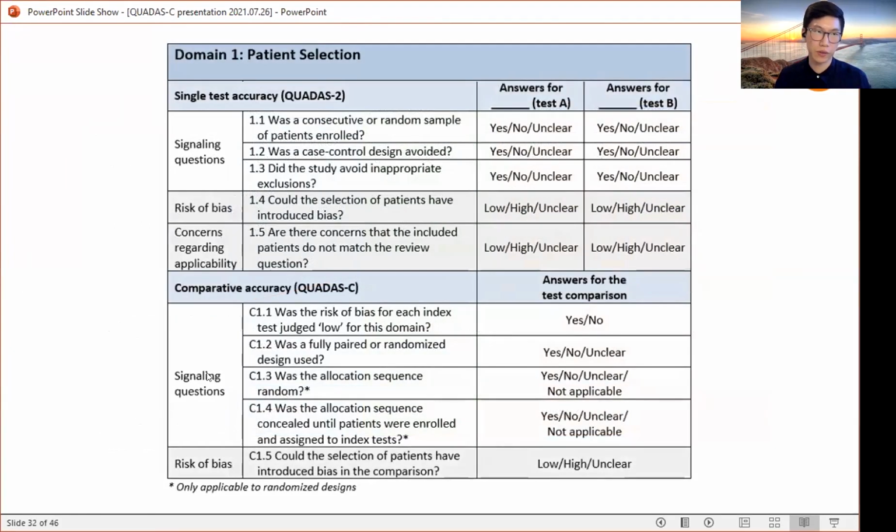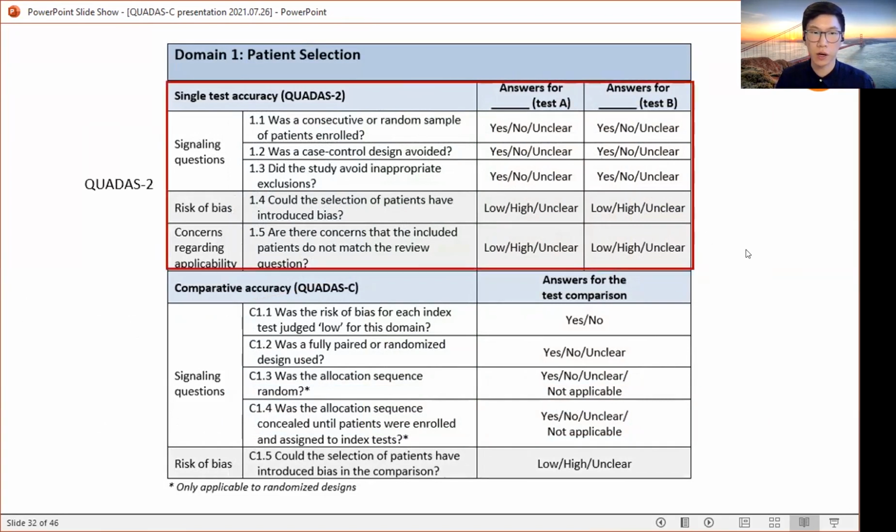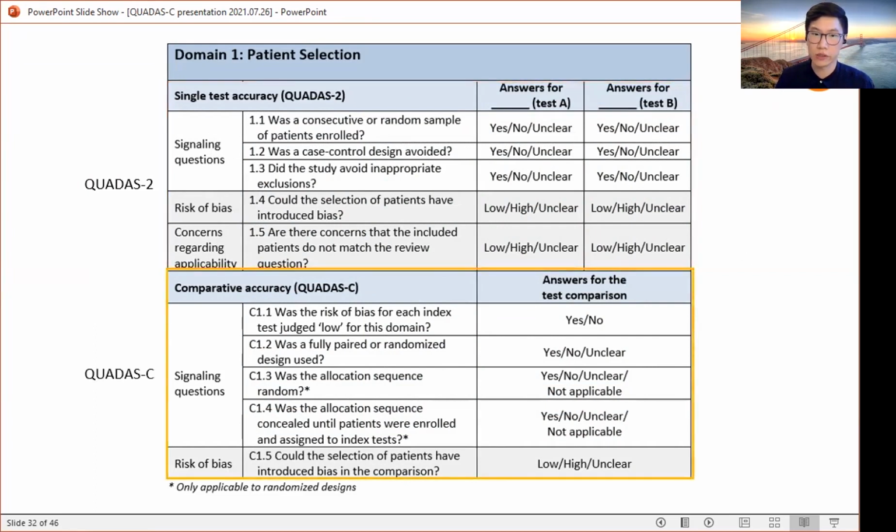So how can this be used with QUADAS-2? This is how it should be used. Here we have one domain, patient selection. You can see on top, here is QUADAS-2, so this is nothing new. And on the bottom, we have the new questions, the QUADAS-C questions.